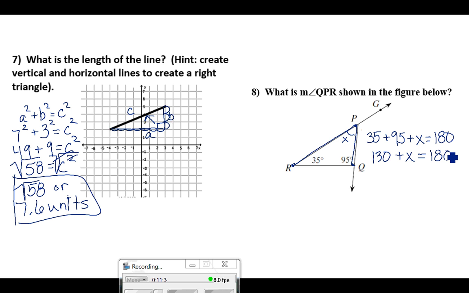Now we have a one-step equation. We have to subtract 130 from both sides. That cancels out. So we have x equals 50. So the measurement of that angle is going to be 50 degrees.